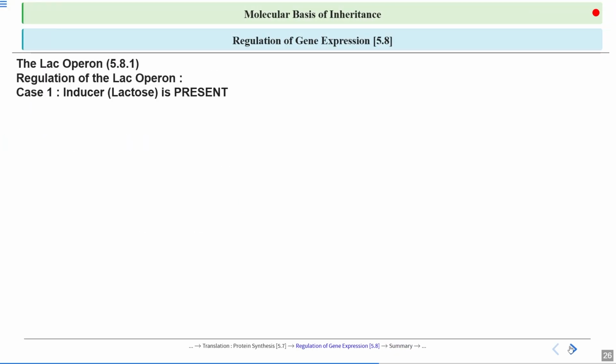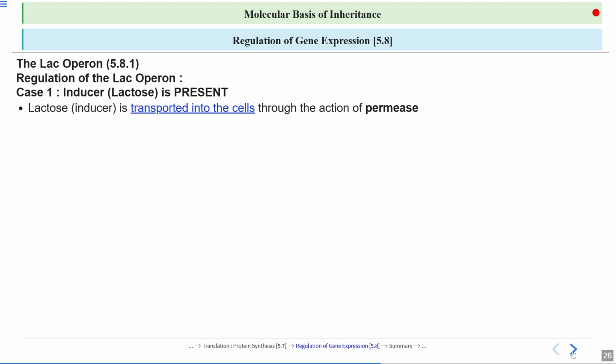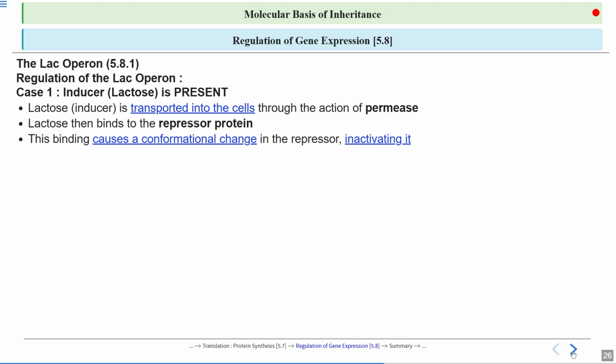Now it's very important to understand from here how the regulation of the lac operon happens. First, the inducer. We said that the inducer is lactose, the substrate. What will happen if this inducer is present? Lactose, the inducer, is transported into the cell through the action of permeases. We need permeases to import the lactose inside the cell. Lactose then binds to the repressor protein. This binding causes a conformational change in the repressor, inactivating it. The inactivated repressor cannot bind to the operator.